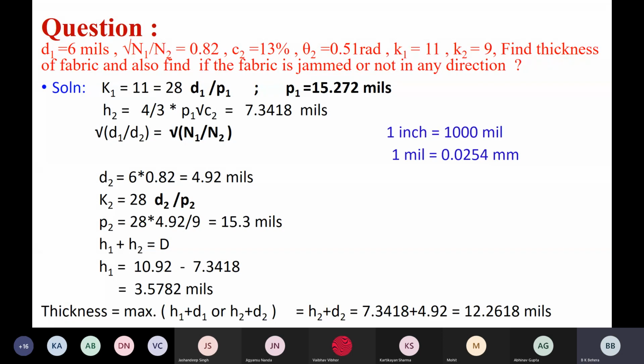It is very simple. There may be variation in tutorial class, but everybody should know this. K1 is 11, and as I told you, K1 is equal to 2080 D1 upon P1. Just now I have given you that formula, the cover factor. P1 is 15.272 from this, because you know D1, the diameter of yarn, is given as 6 mils. From there you can find out P1. Then H2 is 4 upon 3 P1 C1. C1 is given, and P1 you just found in the first line. From there you can find out H2.